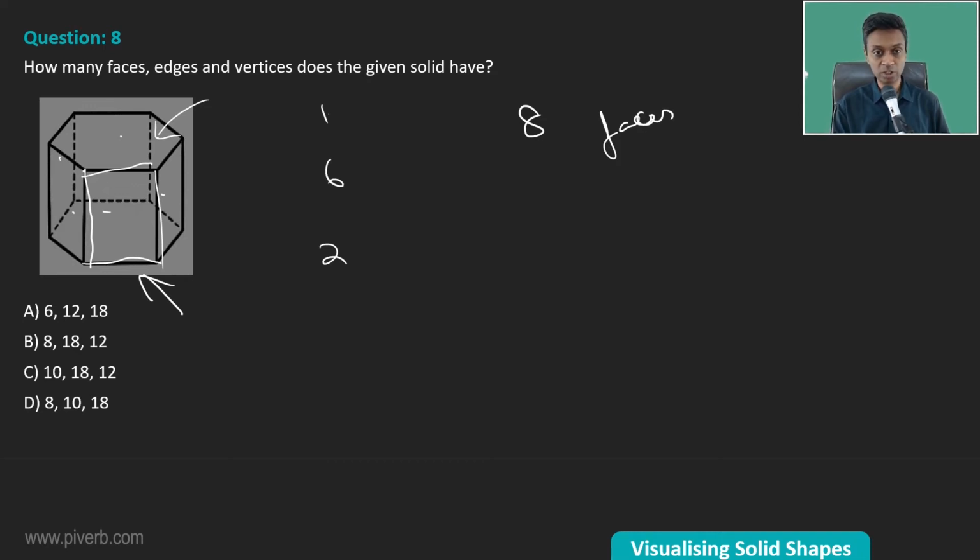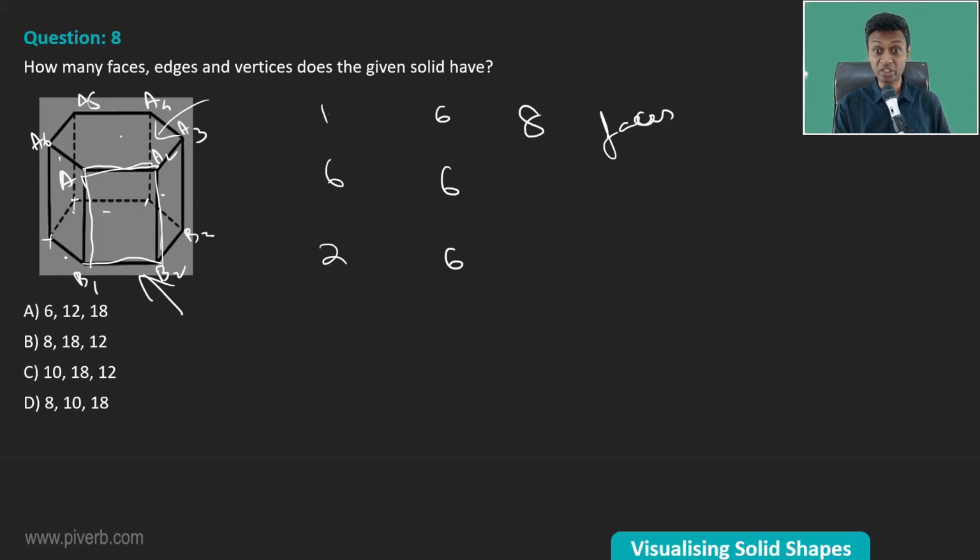Edges. Think about this. Edges are straight lines. The top hexagon has 6 straight lines. Bottom hexagon has 6 straight lines. And then joining are 6 straight lines. So we call this A1, A2, A3, A4, A5, A6, and B1, B2, B3, B4, B5, B6.